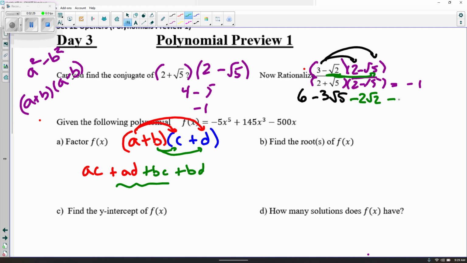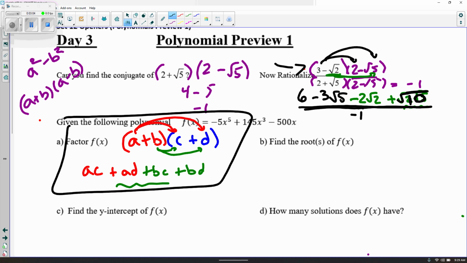So it gives me -√2 times -√5. Anybody know what that's going to end up being? This is all underneath one root, so it ends up being √10. Okay? Now this whole thing is over what number? So all I'm doing here on this numerator is distributing like what we did over here, okay?